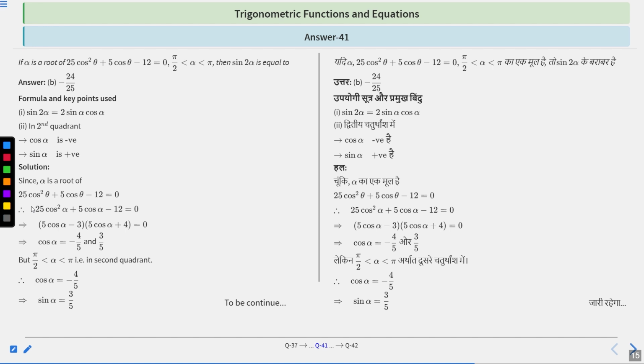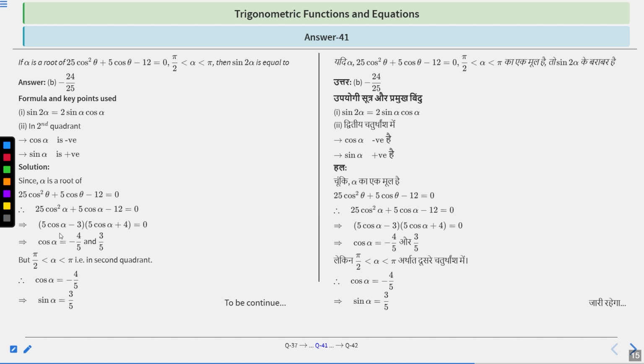Therefore we can write 25 cos square alpha plus 5 cos alpha minus 12 is equal to 0. This quadratic equation can be written as 5 cos alpha minus 3 into 5 cos alpha plus 4 is equal to 0. Therefore, cos alpha is equal to minus 4 by 5 and 3 by 5.